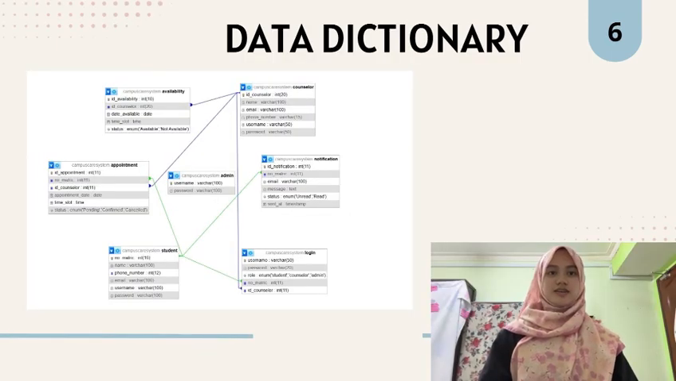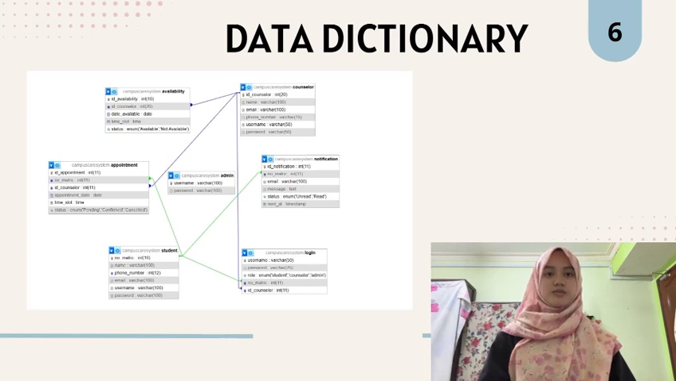Next, I will explain the database design for the Campuscare system, which is built to manage student counseling services efficiently. The first table is student, which stores student details such as metric number, name, phone number, email, username, and password. The second table is counselor, which contains counselor information including their name, contact details, username, and password.